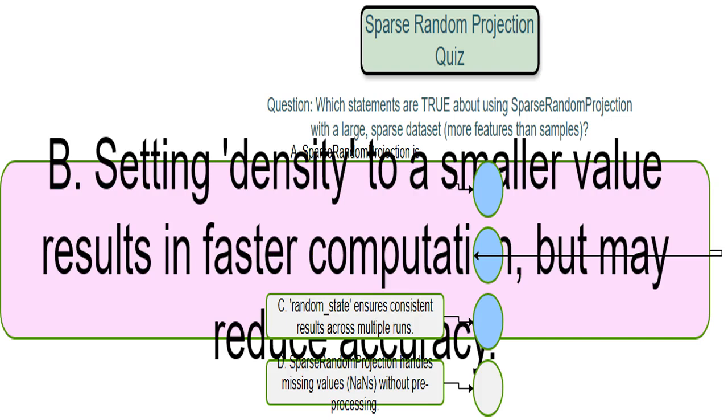This is also true. The density parameter controls how many non-zero elements are in the projection matrix. A lower density means fewer computations, resulting in speed. However, too low a density can lead to information loss, decreasing the quality of dimensionality reduction. Think of it like compressing an image, faster, but potentially lower quality.